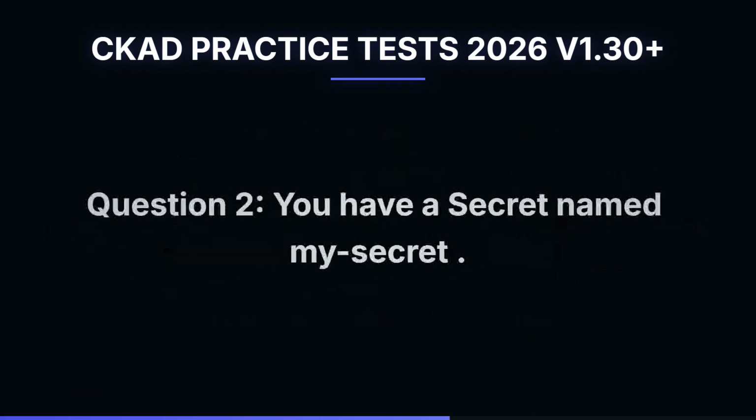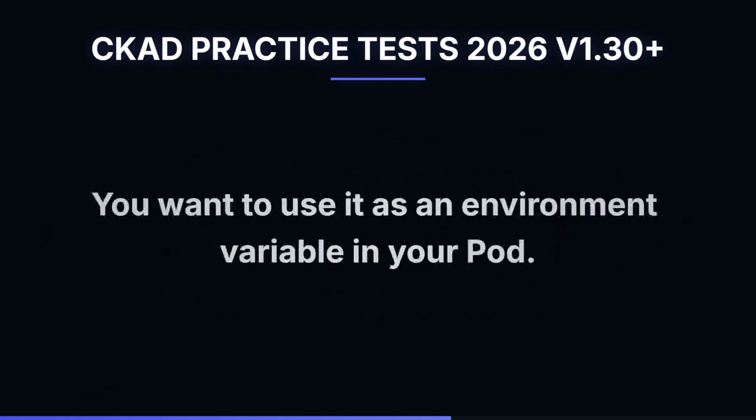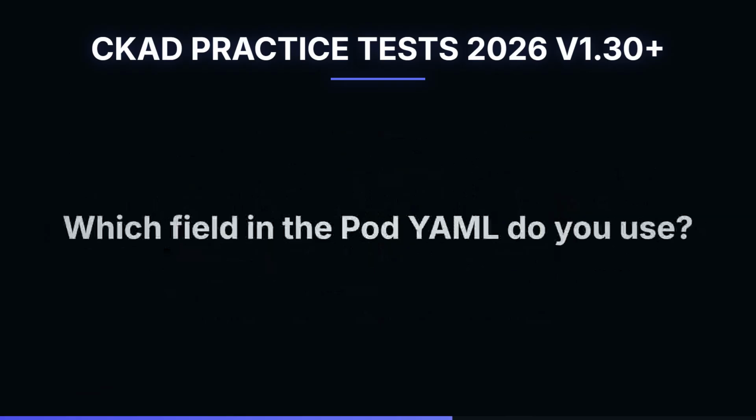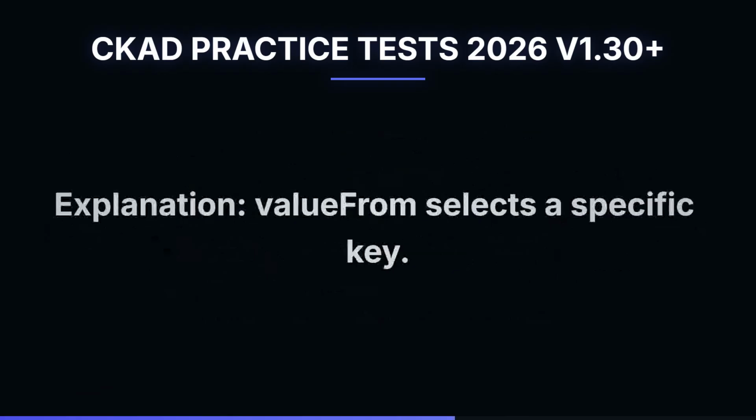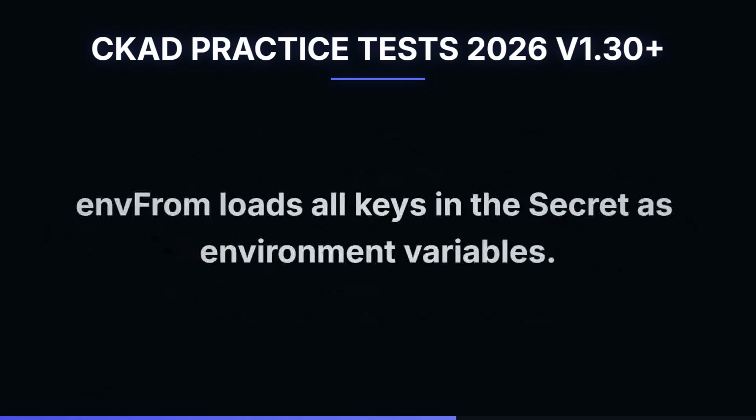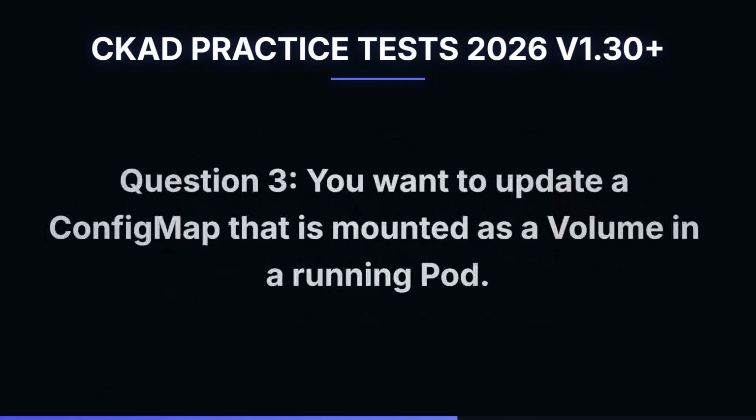Question 2. You have a secret named mySecret. You want to use it as an environment variable in your pod. Which field in the pod YAML do you use? Answer: envFrom or valueFrom under the env section. Explanation: valueFrom selects a specific key. envFrom loads all keys in the secret as environment variables.